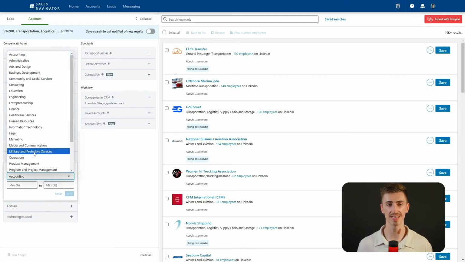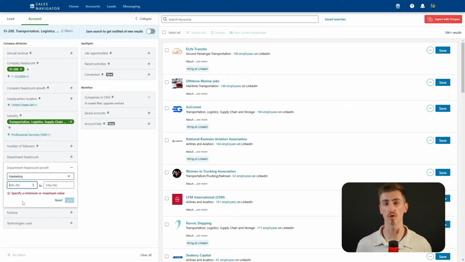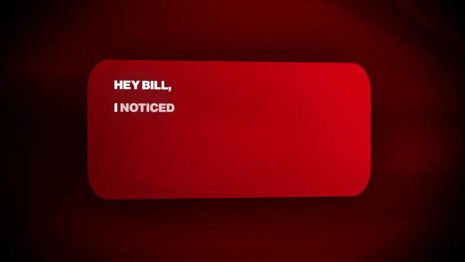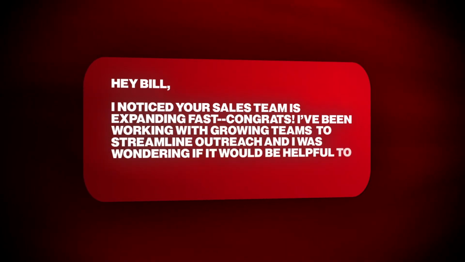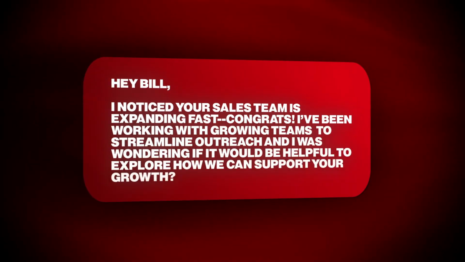Now, another high-impact strategy is focusing on fast-growing companies. Using the department headcount growth filter, select a department you sell to and set the growth rate to 33% or higher. Rapid growth often brings operational changes, making it the perfect time to introduce your solution. Here's how you might reach out. "Hey Bill, I noticed your sales team is expanding fast. Congrats. I've been working with growing teams to streamline outreach, and I was wondering if it would be helpful to explore how we can support your growth." By combining growth filters with real-time insights like job changes and company news, you're engaging decision makers who are not just relevant, but actively searching for ways to solve new challenges.